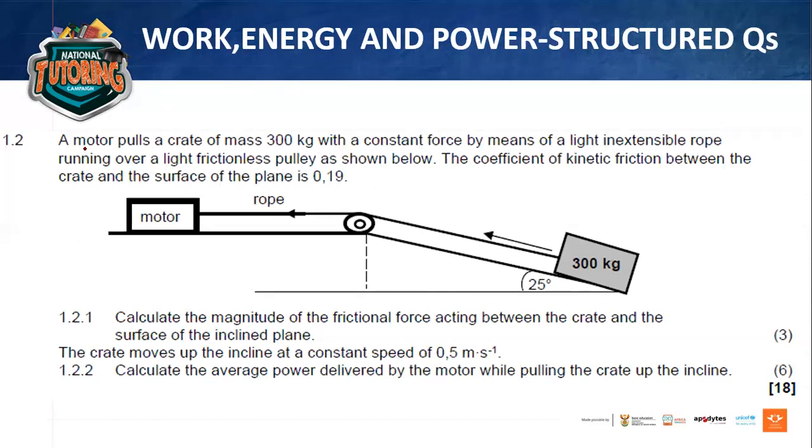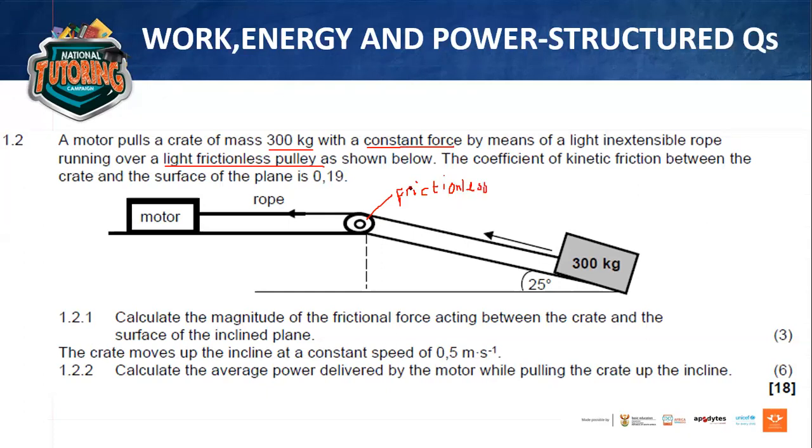It says, a motor pulls a crate of mass 300 kilograms with a constant force. It means the magnitude of the force that the motor is pulling with does not change. By means of a light inextensible rope, running over a light frictionless pulley. So this is the pulley. They're saying the pulley is frictionless. They are not saying the surface is frictionless. It is the pulley that is frictionless.